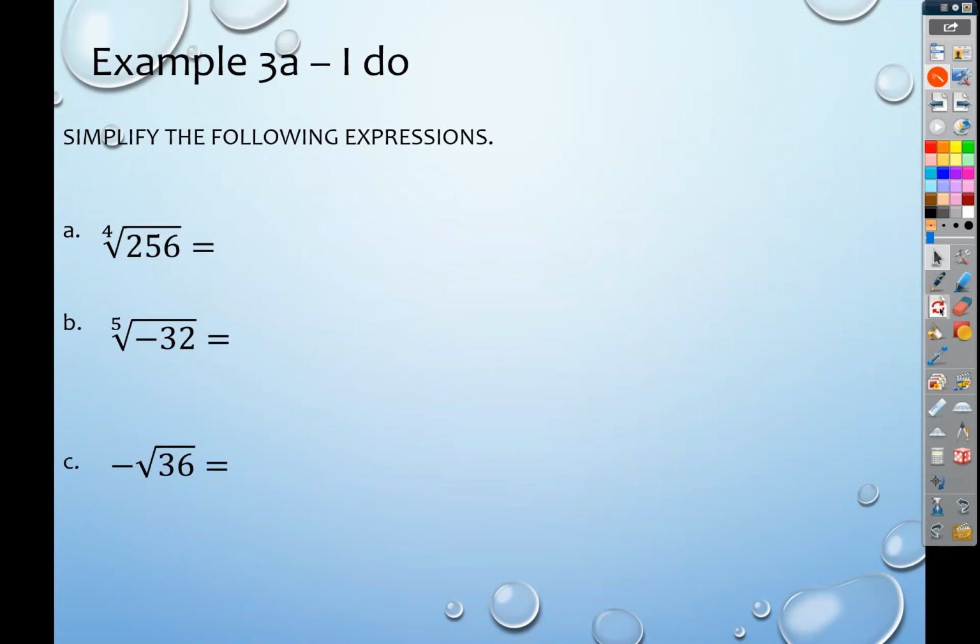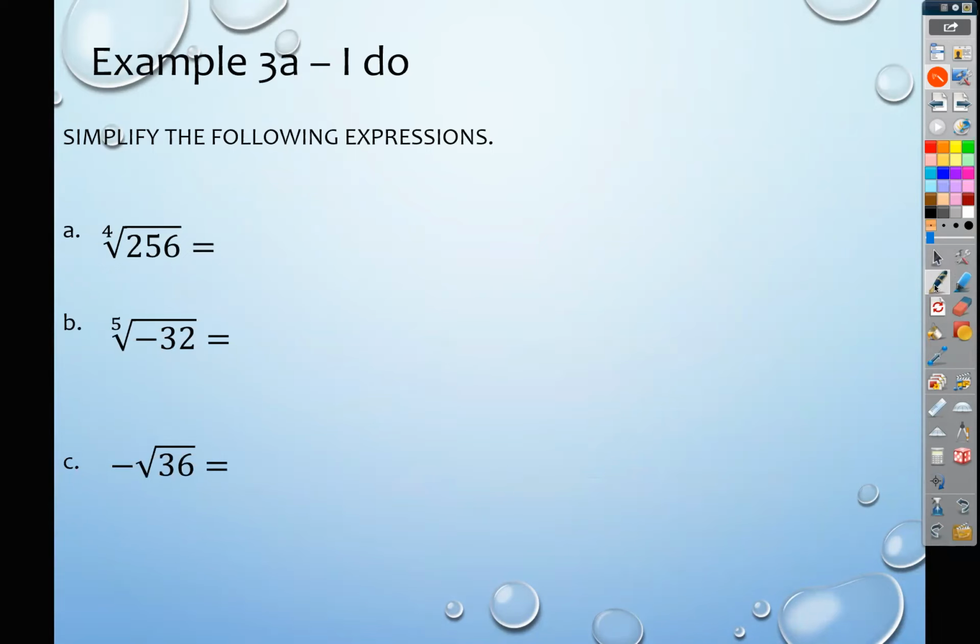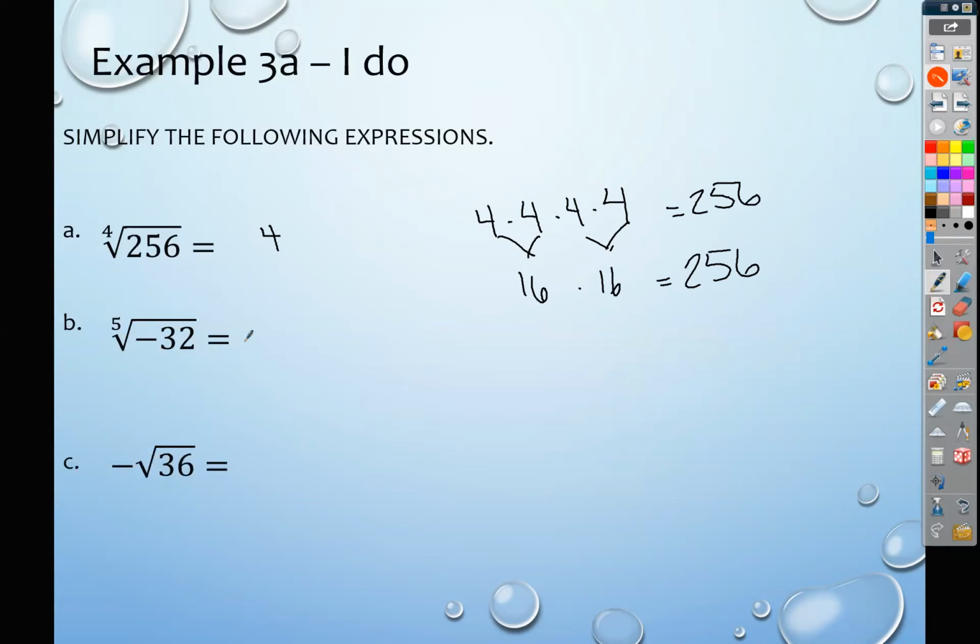Okay, so let's try these. 256 is something times itself 4 times. So it would be 4, because 4 times 4 times 4 times 4 equals 256. How do I know this? 4 times 4 is 16. 4 times 4 is 16. 16 squared is 256. So that's how I know that.